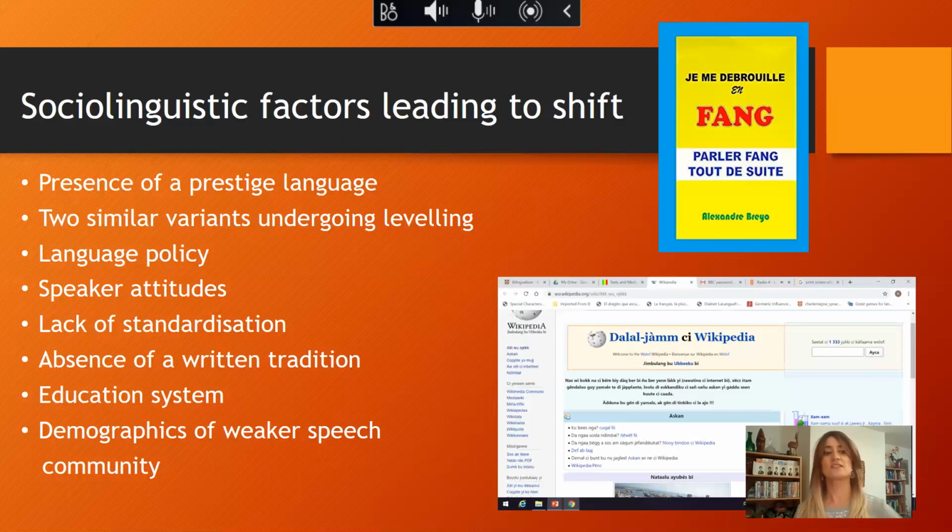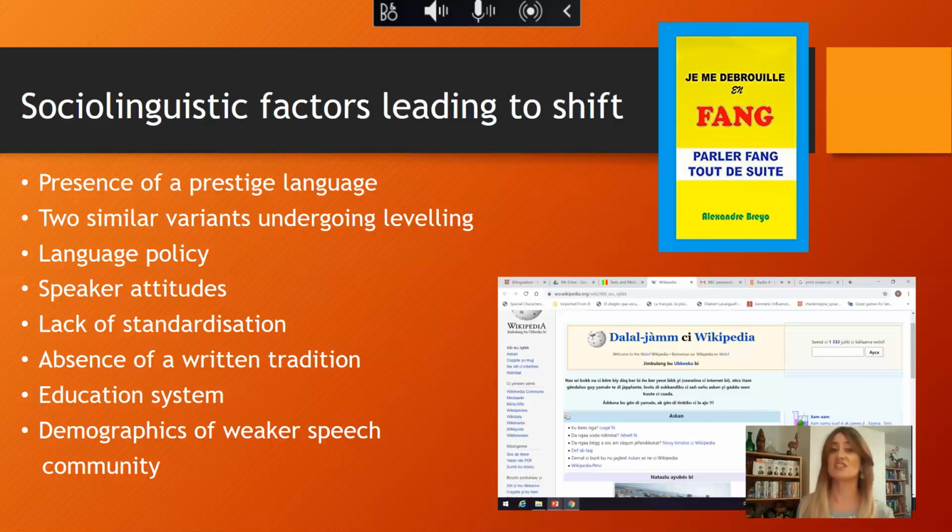The next 2 things tying together, lack of standardization and the absence of a written tradition. If a language can be written down, it can be captured for posterity. If it doesn't have a writing system, that's going to be very, very difficult. And the problem is that actually writing systems are in a minority in the world. We take writing for granted. Many, many languages in the world do not have any written form at all.